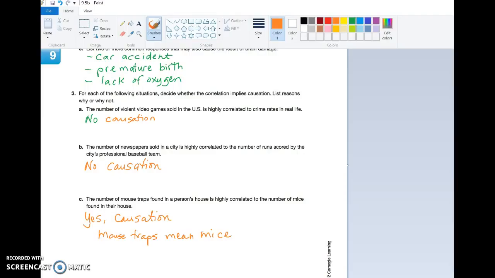Yes, there's a causation here. Because think about it. If a person has mouse traps in their house, why do they have mouse traps in their house? The only reason is because they have mice in their house and they're trying to catch the mice. So the mice are causing the mouse traps. So there is definitely causation here.